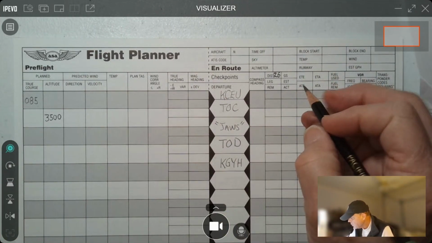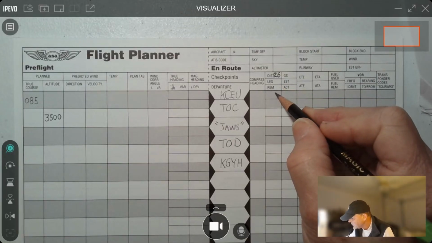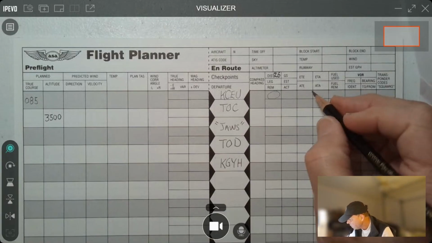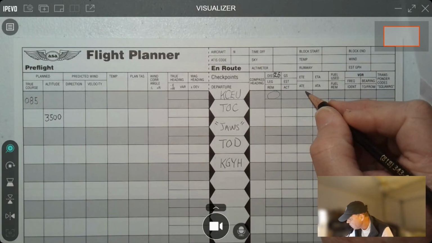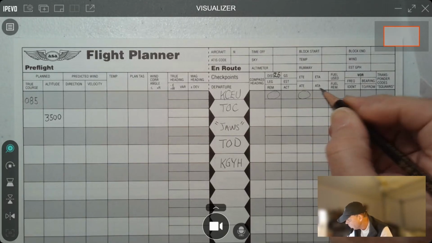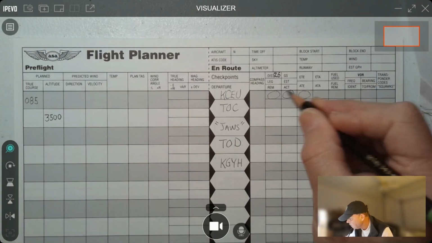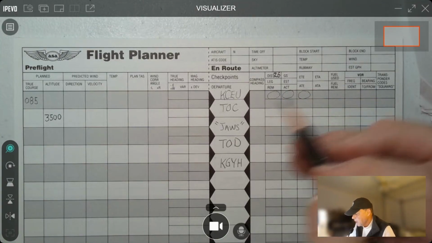And remember, what we're trying to find out here is the distance to the top of climb. And in order to find that, we are going to need to know how long it takes to climb to the top and what our ground speed is. If we know the speed and the time, we can find the distance.